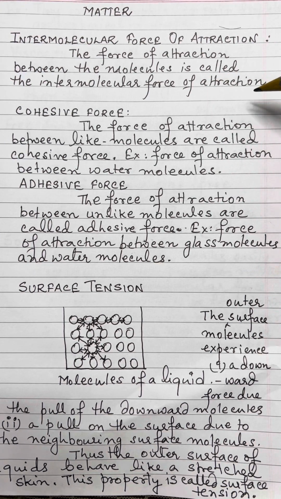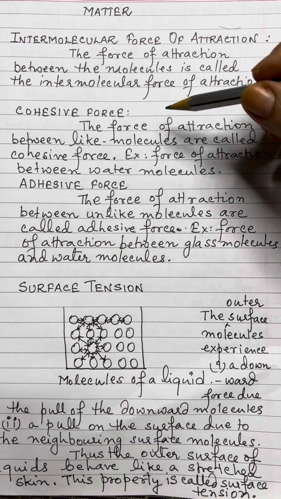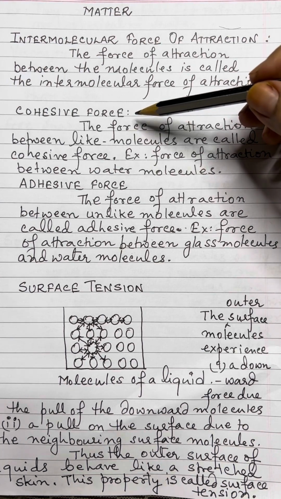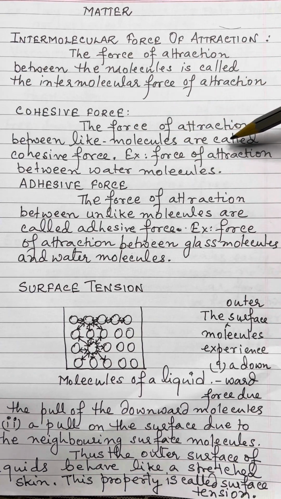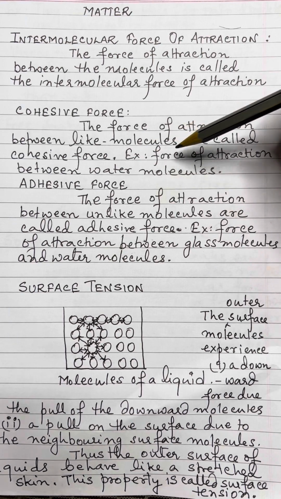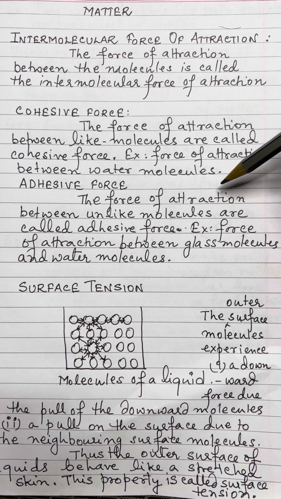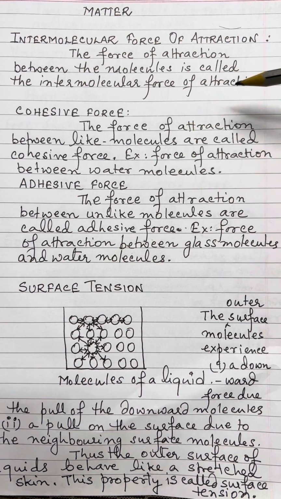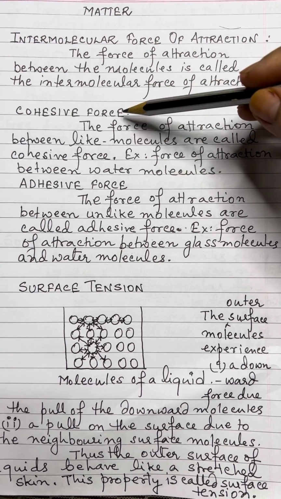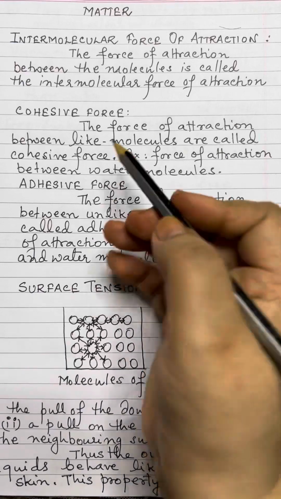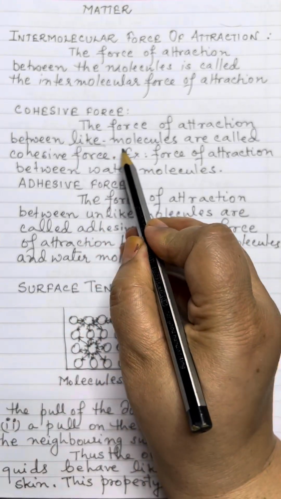Now there are two kinds of intermolecular force of attraction. One is called the cohesive force. The force of attraction between the like molecules is called cohesive force. For example, suppose we talk about the force of attraction between the water molecules, or between the air molecules. In that case, because the force of attraction is between the like molecules, it is a cohesive force. So over here the keyword is like molecules.